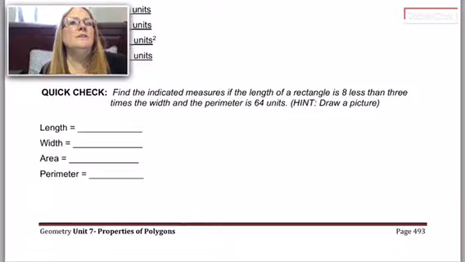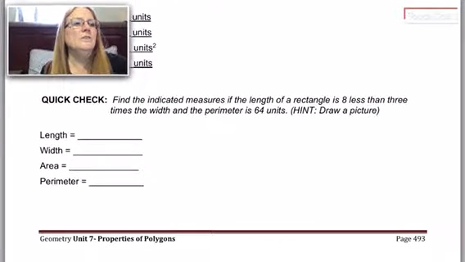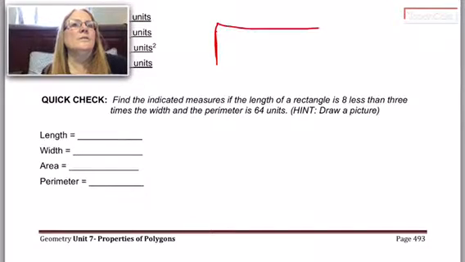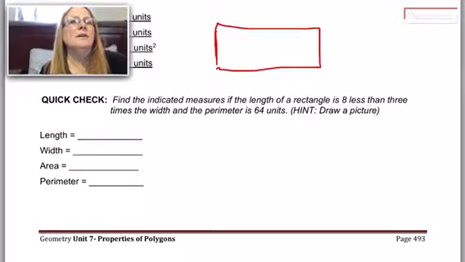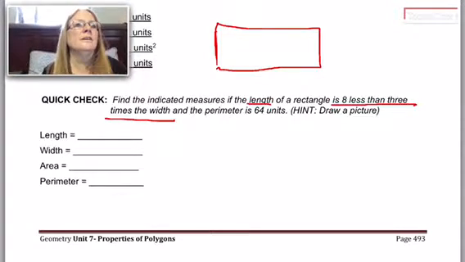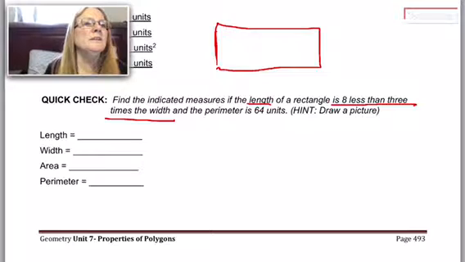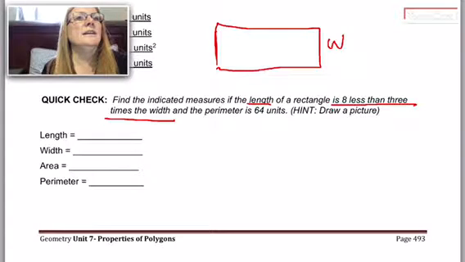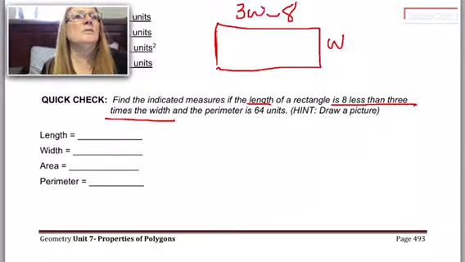Okay, hopefully you did. I'm going to go ahead and draw the picture right here. Now this time, indicated measures if the length is 8 less than 3 times the width. So again, we know something about the length. It's 8 less than 3 times the width. So I'm going to call the width W, and this is 8 less. I'm going to subtract 8 from something, and that is 3 times W.